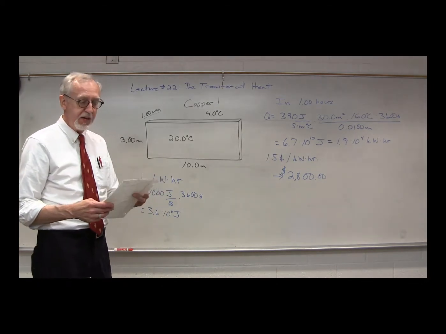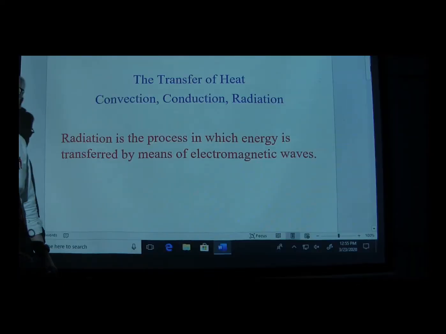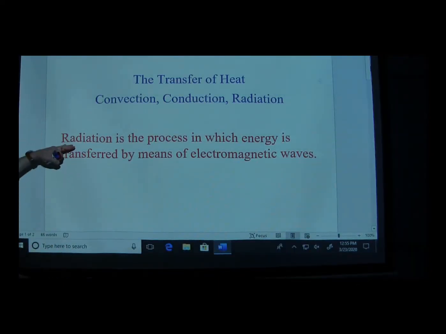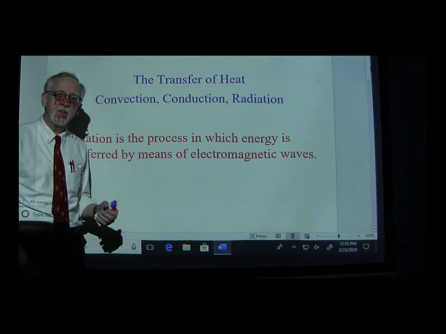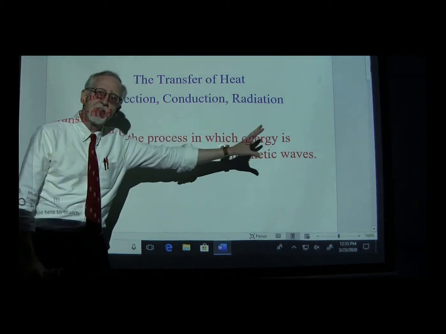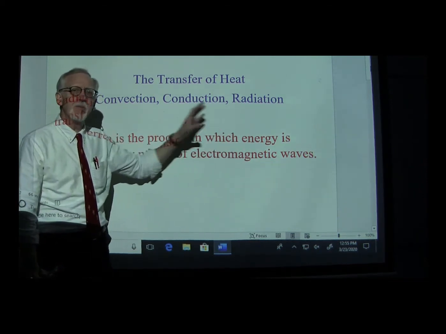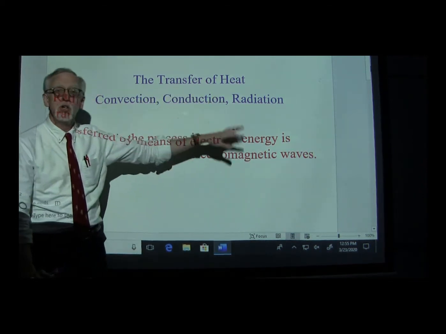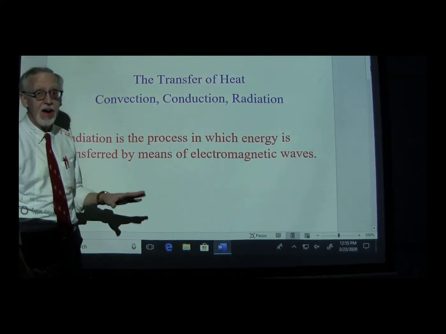Now, what about the last method of heat transfer? Our last method of heat transfer is radiation. Radiation is the process in which energy is transferred by means of electromagnetic waves. Now, earlier when we were talking about the convection currents in the Earth's atmosphere, we talked about how energy from the sun came and struck the Earth's atmosphere to heat it up. Now, how is that energy getting from the sun to the Earth? There is no material in between the Earth and the sun, or at least a very, very small amount.